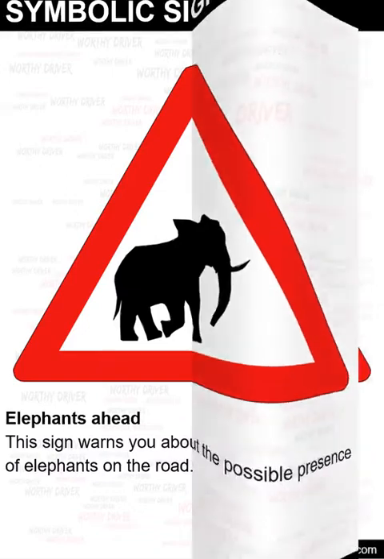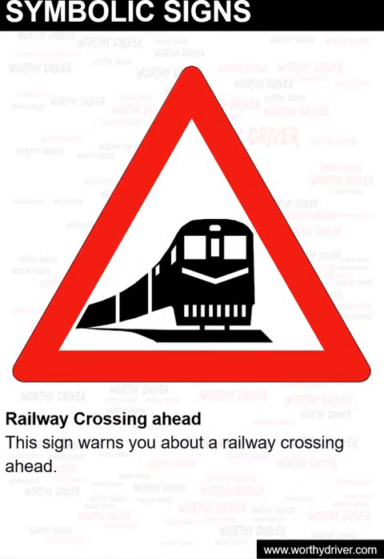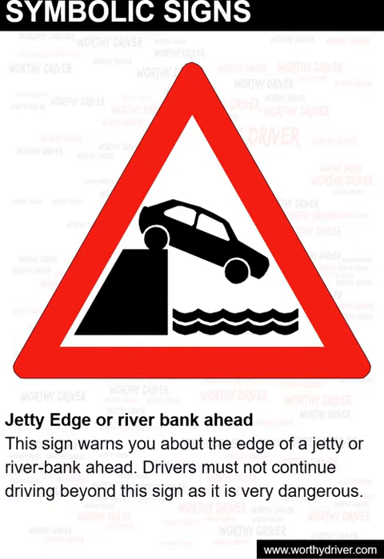Railway crossing ahead. This sign warns you about a railway crossing ahead. Jetty edge or riverbank ahead. This sign warns you about the edge of a jetty or riverbank ahead. Drivers must not continue driving beyond this sign, as it is very dangerous.